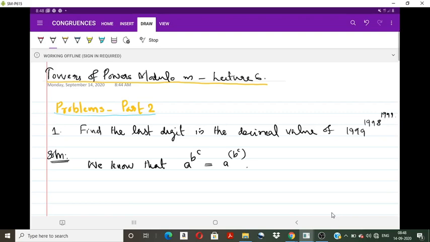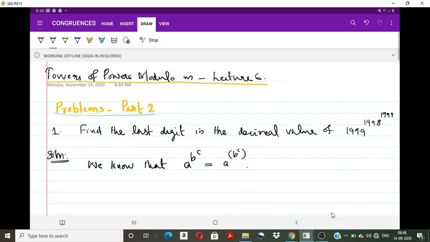So the first problem is: find the last digit in the decimal value of 1999 raised to 1998, whole raised to 1999. So here the power is of the form a raised to b raised to c. We know that a raised to b raised to c can be treated as a raised to in bracket b raised to c. So the problem is to find the last digit in the decimal expansion of this power. And from the number itself, it is very clear that this is a very large number.